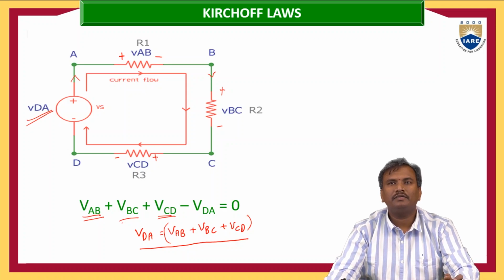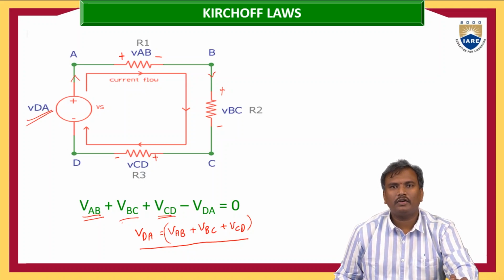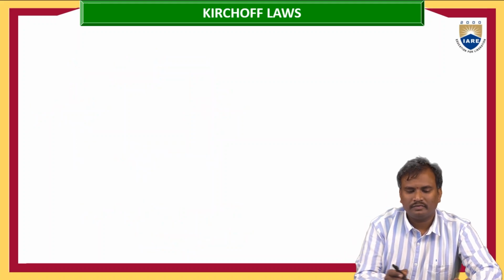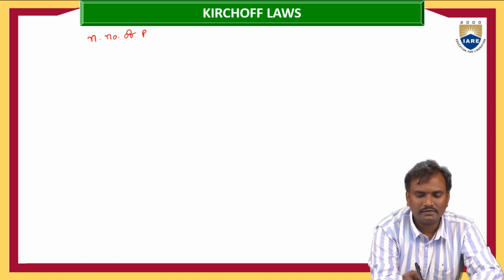Now, from the Kirchhoff's voltage law, we are going to find the equivalent resistance when resistors are connected in series. Now let us see how we are going to calculate the equivalent resistance when the number of resistors are connected in series. Now let us take n number of resistors connected in series.